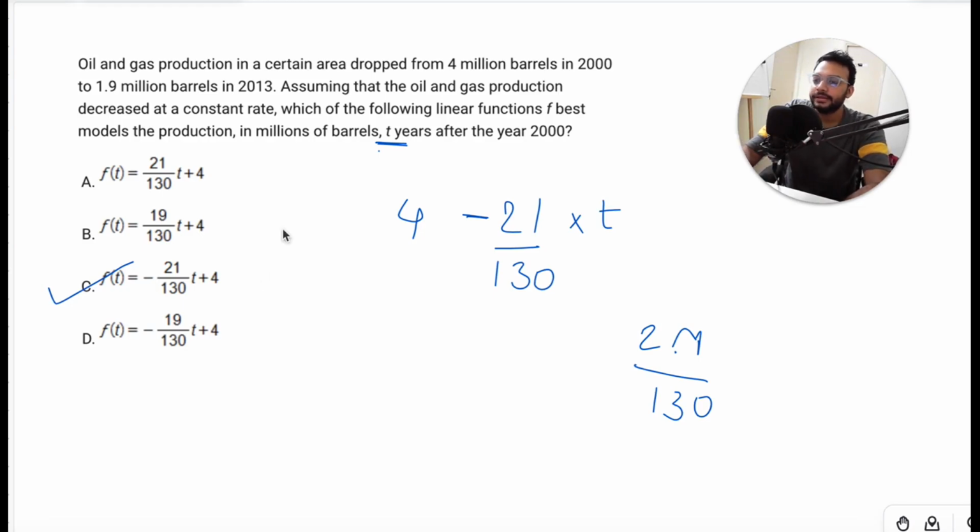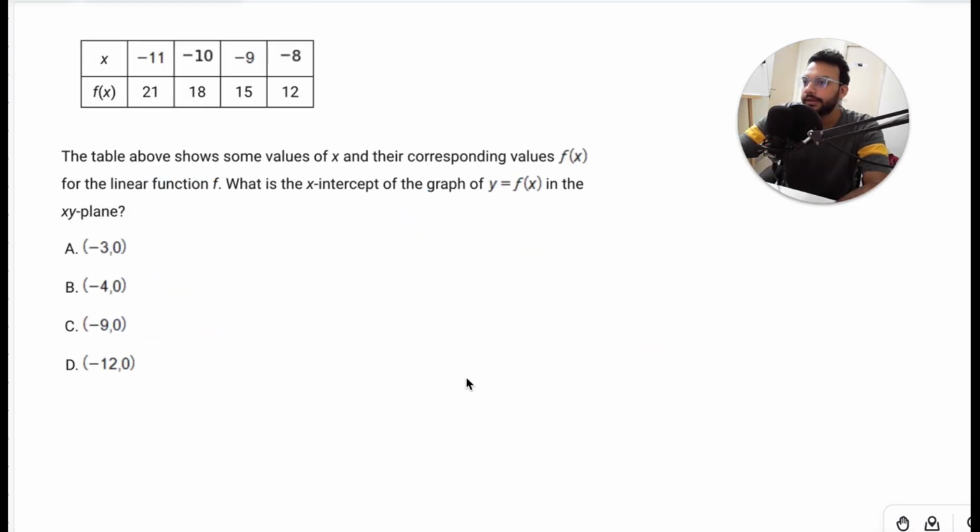Okay, let's go to the next one. The table above shows some values of x and their corresponding values f of x for the linear function f. What is the x-intercept of the graph of y equals f of x in the xy-plane? X-intercept means the x coordinate when the y coordinate is 0. When the value of y is 0, what is the x then? Or basically the point at which the function cuts the x-axis. That is when y goes to 0. As you can see in all these 4 options, the y coordinate is 0.